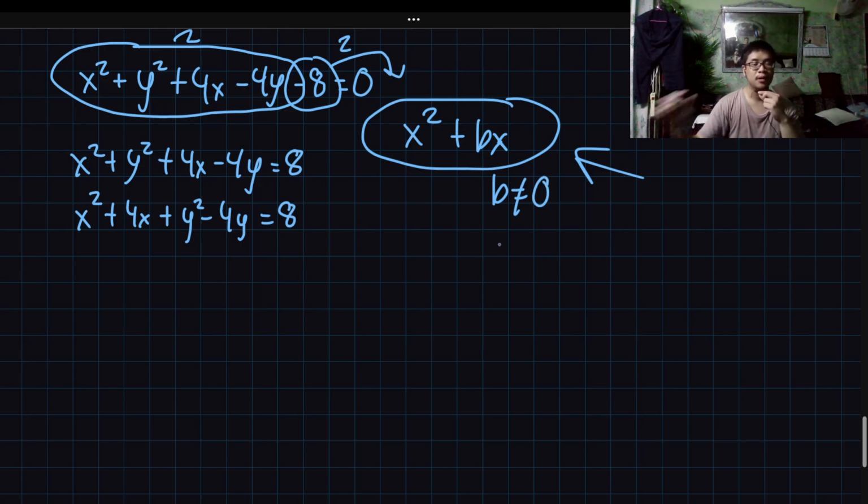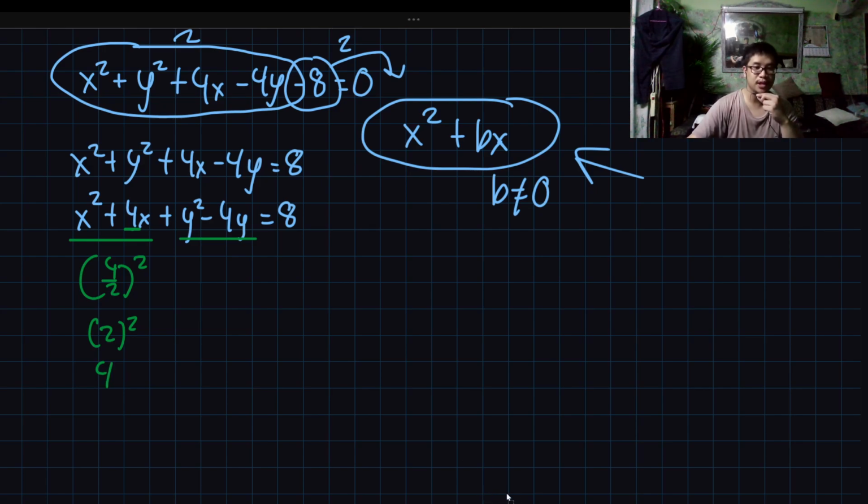Okay, so let's just say we have this one. Let's start first with x squared plus 4x before we proceed to the y squared minus 4y. So what to do? Just like the same thing we did before, we get the coefficient of x, which is 4. We will divide 4 by 2, then we square it. 4 divided by 2 is 2. Square it, 4.